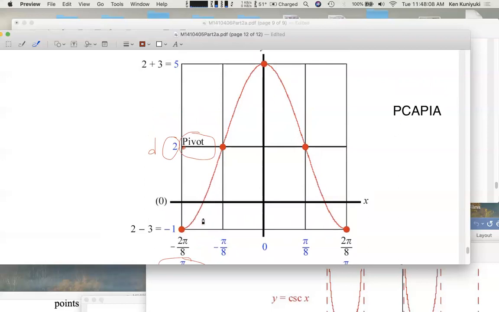C for cycle shape. It was this hill. We get these 5 key points. Min point, inflection point. It's no longer an intercept. It's just an inflection point. Max point, inflection point, min point. A for amplitude. The amplitude was 3. 2 plus 3 is 5. 2 minus 3 is -1. These are the y coordinates of these key points, these quarter points.